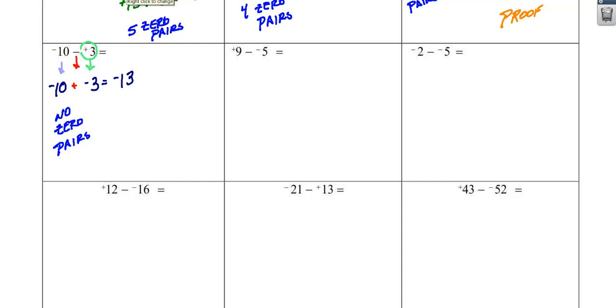Let me do my proof. My proof for this is, let me put my -13 up here, because we always have to do it. When we go back to our proof, we have to use the original problem. So -10 minus +3 equals -13. If that's true, I can add the +3 and the -13, and what I should get is the -10. Yeah, this is the proof section.